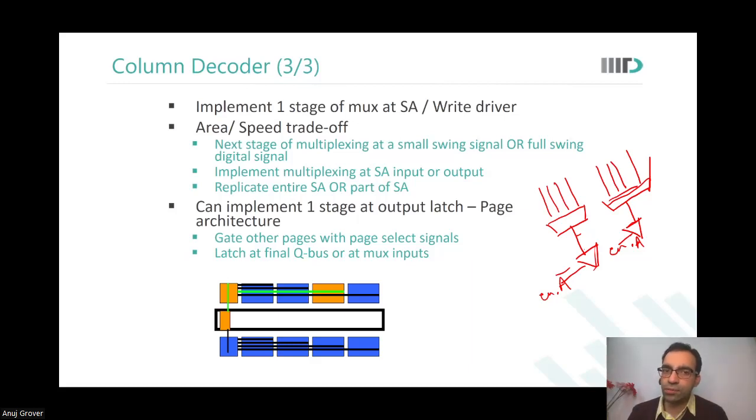Any questions? So here we are increasing the area. Yes, but we are improving the performance. By using a smaller mux, I have less RC of the horizontal signal, so I'm improving the performance. Sir, by using a smaller mux, how did you improve performance? Could you please repeat that?